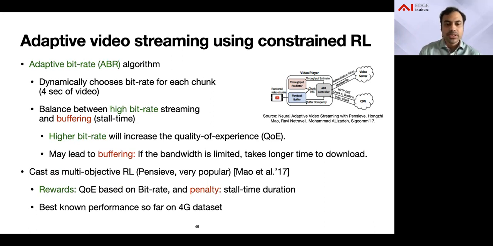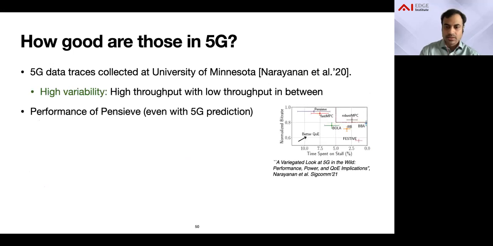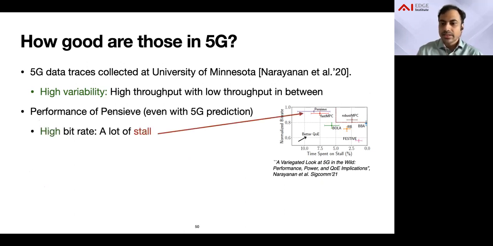But if you see the performance on 5G, this is an experiment done at the University of Minnesota on a 5G data set, which has high variability: high throughput with low throughput in between, high bit rate and a lot of stall. So we want to be in this extreme right-hand corner.